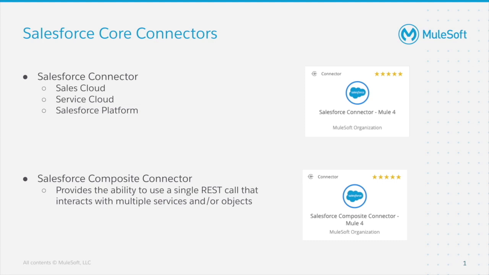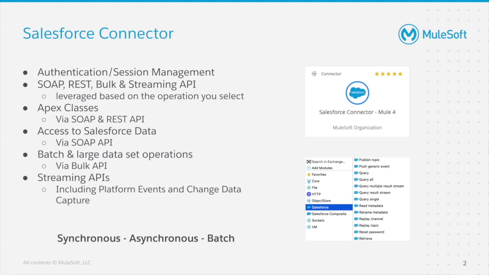Starting first with the Salesforce Connector, this connector supports a host of integrations including core SOAP, REST, bulk and streaming APIs for support of both standard and custom objects and their associated services, or even Salesforce Apex classes and methods. Whereas the Salesforce Composite Connector enables a series of requests within a single REST call, with the ability to reference the output from one sub-request in the next sub-request within that single call. Let's have a look in a little more detail at the Salesforce Connector and the functionality it supports.